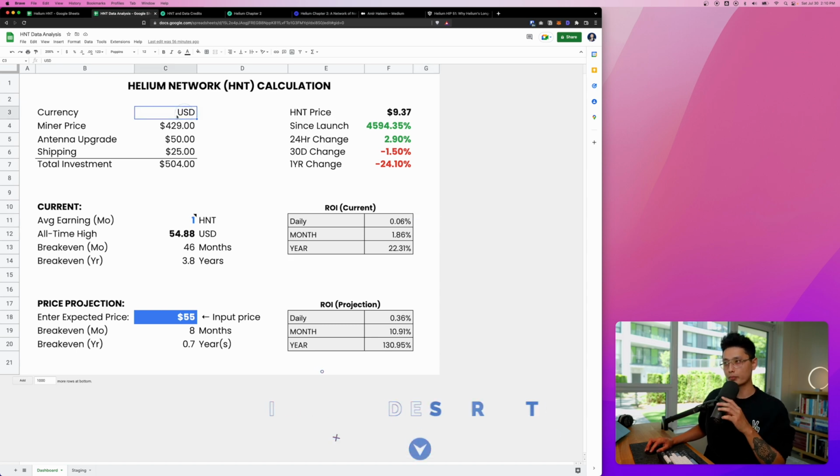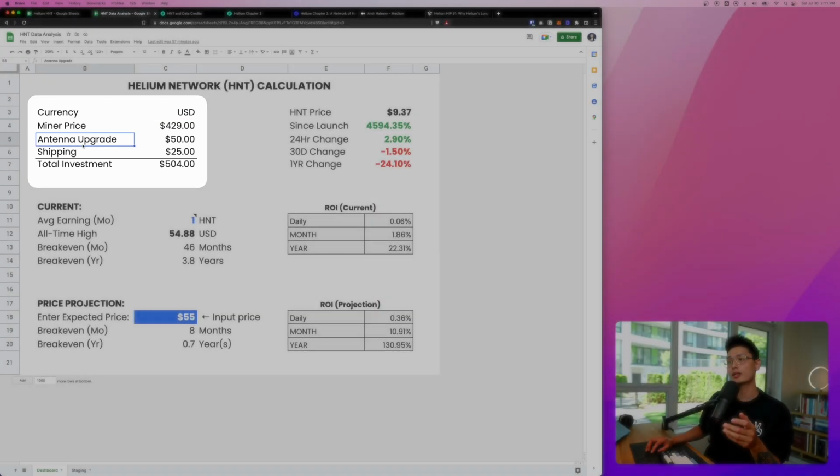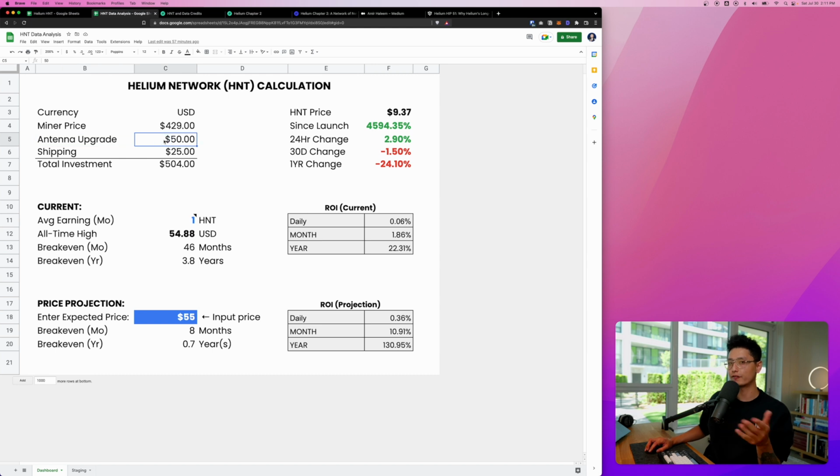The currency we're based on is USD. The miner price right now, on average, I checked some of these miners, let's just say 429, 430 ish. If you want to do an antenna upgrade, let's just say 40 to 50 bucks you spend on that. And shipping and everything is $25. Your total investment into a Helium Miner is around 500 USD. And now let's check out how the ROI plays out.